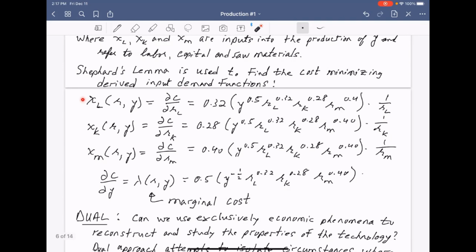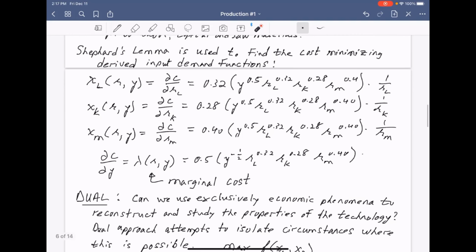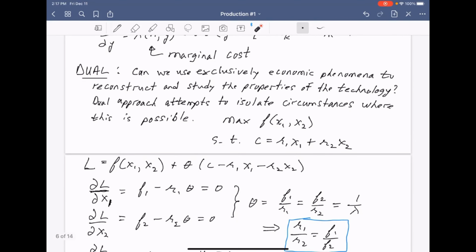These equations, these functions, are all derived or are part of Shepard's lemma. So this is important here, that this is Shepard's lemma. The dual: can we use exclusively economic phenomena to reconstruct and study the properties of the technology? So that's the key here. Are we able to use exclusively economic phenomena to reconstruct and study the properties of the technology? And the dual approach attempts to isolate circumstances where this is possible.